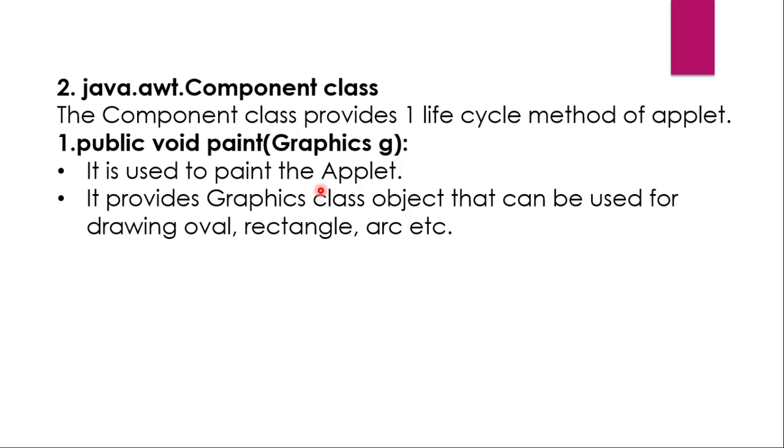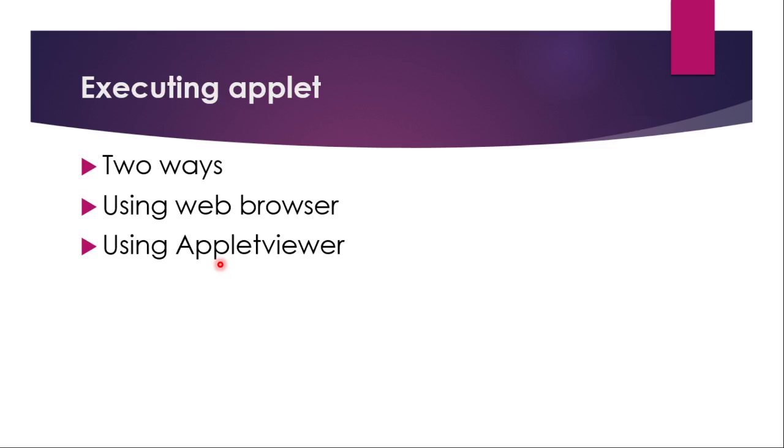As I said, if you want to display fonts or labels, text boxes, those kinds of graphical stuff, or images, or shapes, definitely you need to use the paint method. So that is what is given here. It is used to provide graphics, the Graphics class object you can use for different purposes. So this is about the applet lifecycle and executing an applet.